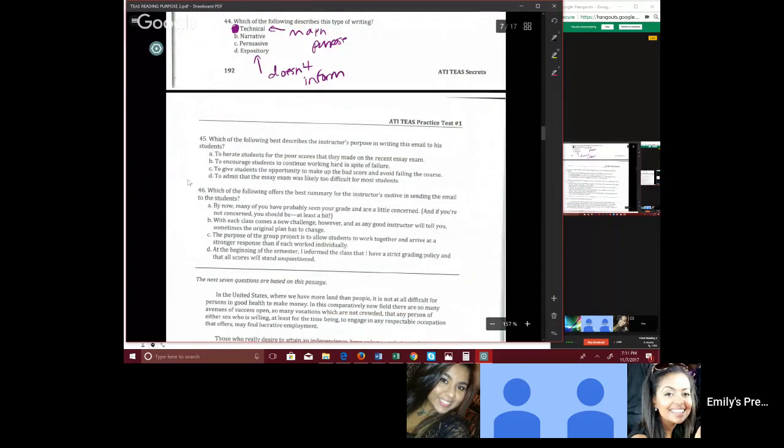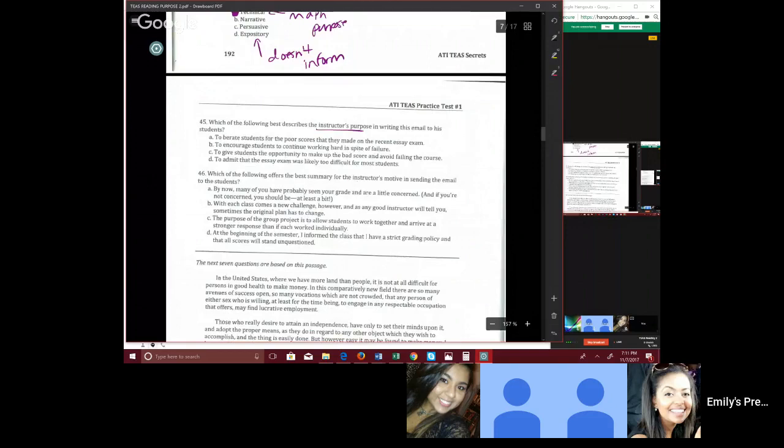Which of the following describes the instructor's purpose in writing this email to his students? The purpose is C, which says to give students the opportunity to make up the bad score and avoid failing the course. Again, main purpose. This letter would not have been written if it weren't for the opportunity to do something to change your grade. So he doesn't really berate the students for the poor scores. He acknowledges the poor scores and kind of says, like, if you're not worried, you should be. But that is not his purpose. He wouldn't have written this if he was just going to say you guys didn't score well.